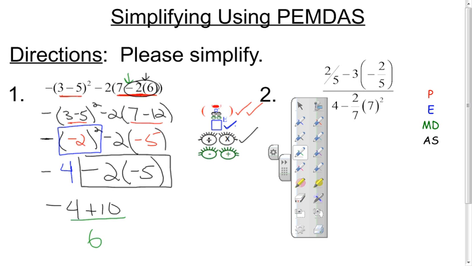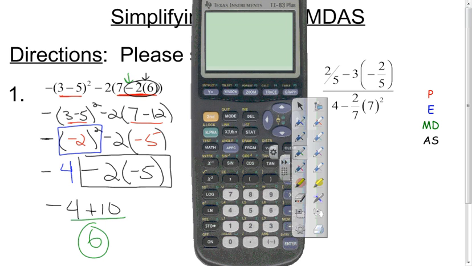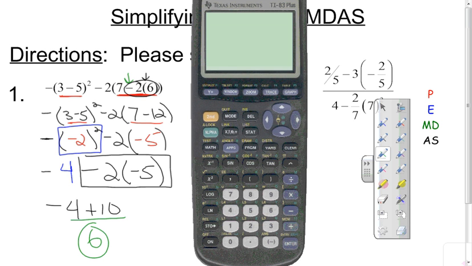So then I have 10 minus 4, or negative 4 plus 10, depending on the order you want to read it, which is 6. Now, to check this, the only thing I need to do is go on my calculator and type the original problem, which I will do by saying the opposite of the quantity 3 minus 5 squared, minus 2 times the quantity 7 minus 2 times 6, which is in fact 6, so I know it's correct.